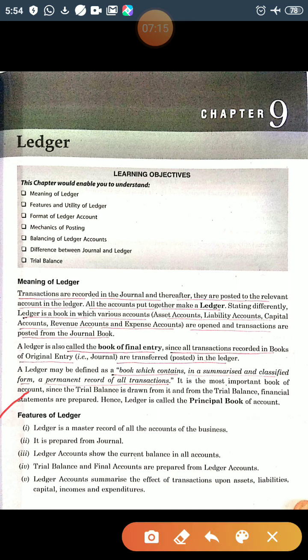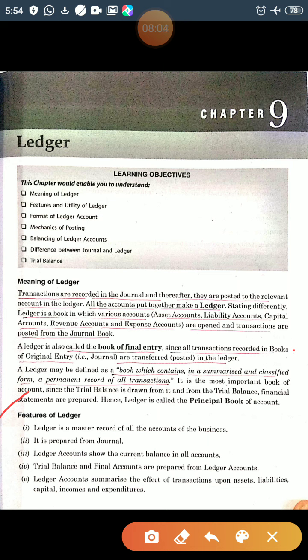Now next is features of ledger. The first feature is that ledger is a master record of all the accounts of the business. Why is it called master record of all the accounts of the business? Because ledger tells you about the balances of each account at the end of the accounting year, and at the same time you can check any account to know what transactions related to that particular account took place during the year at one place.